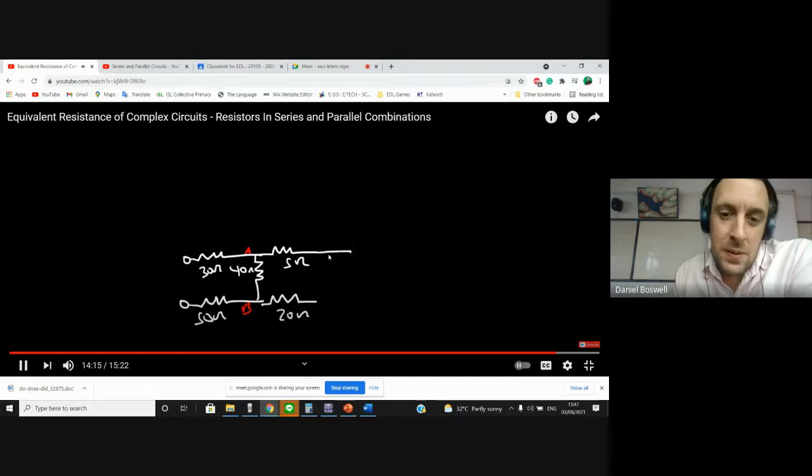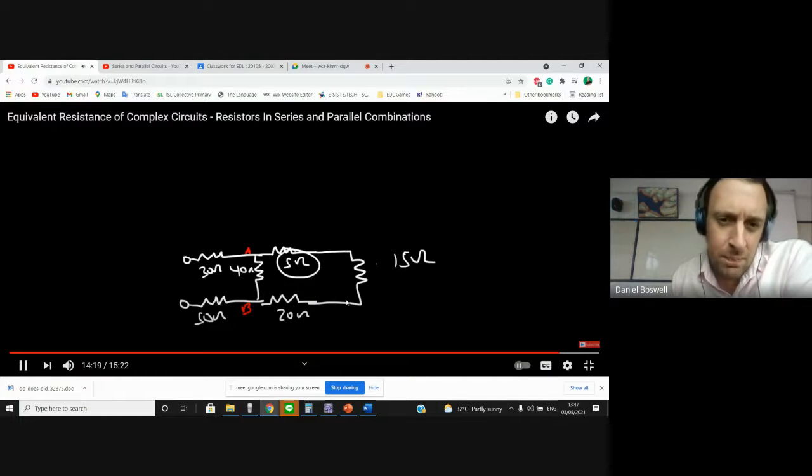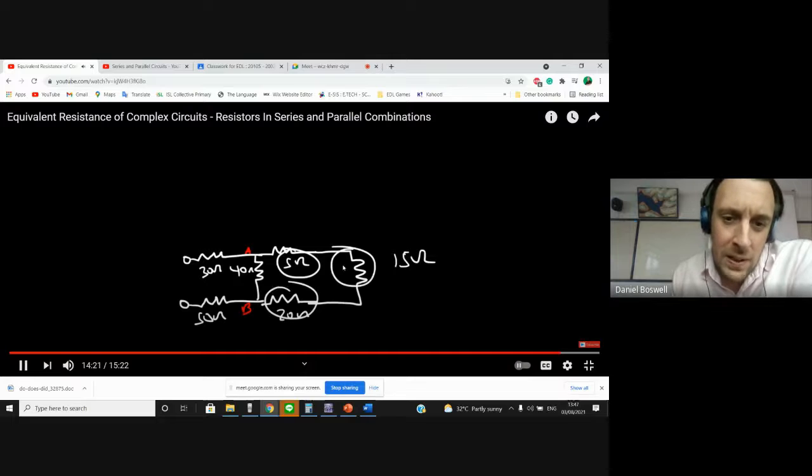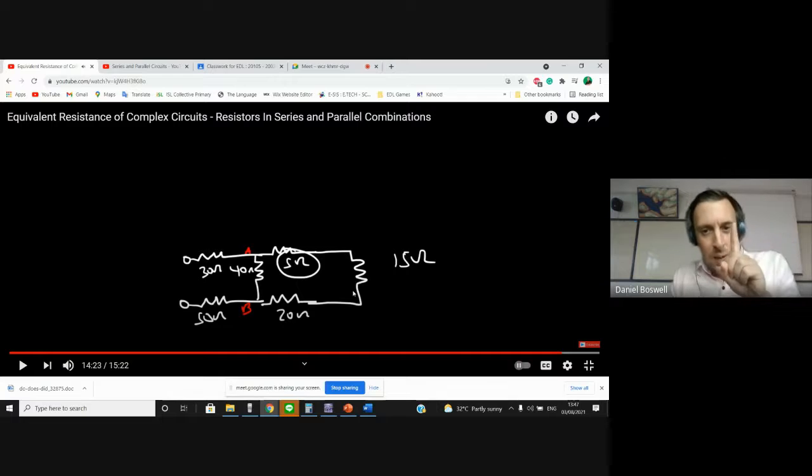So now we're going to put this resistor here at a rating of 15 ohms. These are all in series. As you can see, you can only go one way. The current can only go one way. So we add all of these together. 20, add 15, add 5. That's 40, yeah?